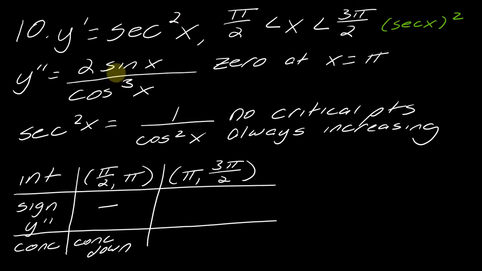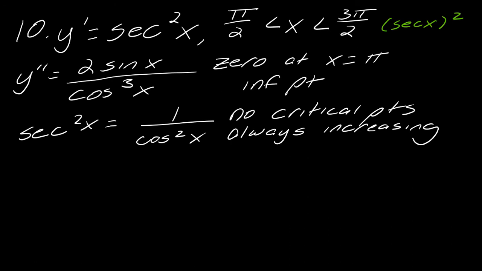And then from pi to 3 pi over 2, now we have that both the x and y values in that part of the unit circle are going to be negative. So I have really a negative over a negative, which will give me a positive overall. So this is going to be concave up. So what that means then is pi is an inflection point, okay? So let me clear some space. And now I'll make a graph.